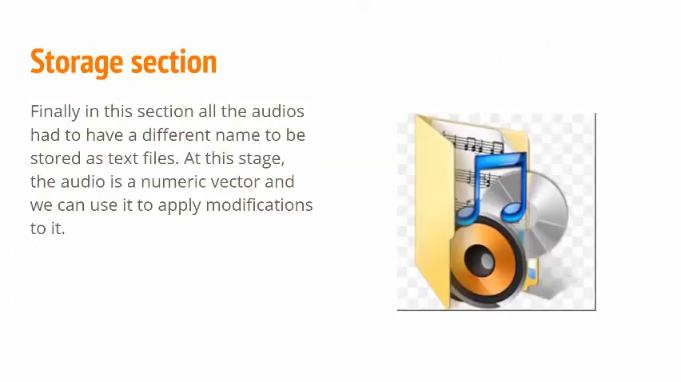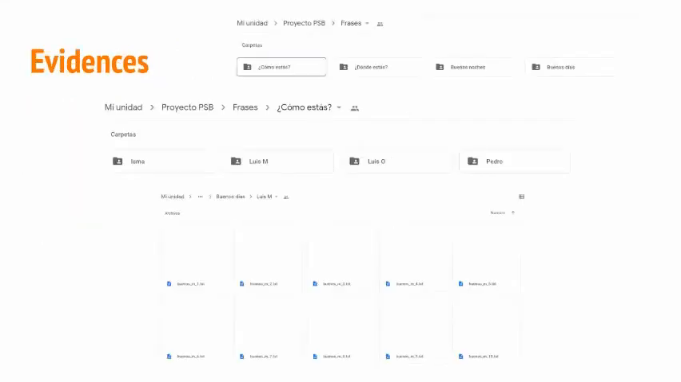Finally, we pass to the storage section. In this section, all the audios had to have a different name to be stored as text files. In this stage, the audio is a numeric vector and we can use it to apply modifications to it. As we see right now, we can see all the storage. We use Google Drive because we don't want to lose information or quality in the audio.